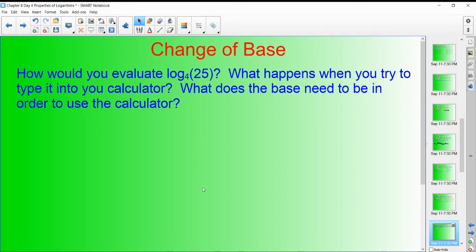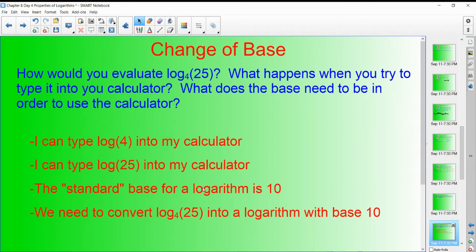Well, if I try to type in my calculator, there's a number of problems. I can type log of 4 with an imaginary base or no number down here. I type log of 25. The standard base is 10. So if this little 4 was a 10, then I have no problem. Put it right in the calculator, it'll give me a decimal. So we need to convert log base 4 of 25 into a problem where there's no 4 here, there's a 10. We're going to learn how to do that. Okay, that's called change of base. So we're about to learn how to change the base of a logarithm.